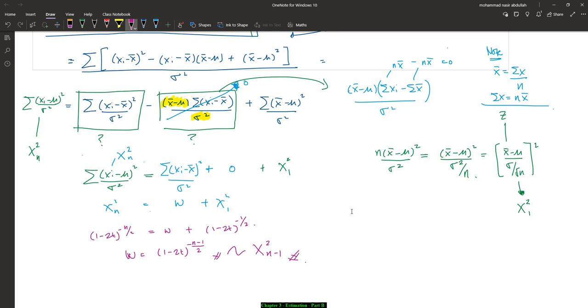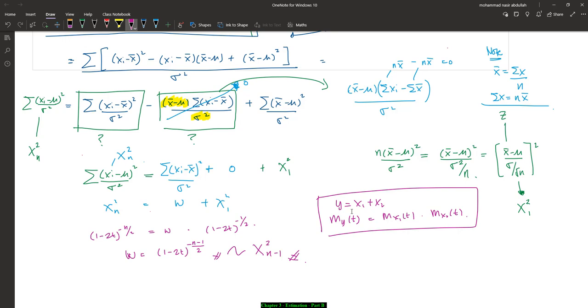If you are putting into an MGF, it should not be plus, it should be multiply. Remember the rule of moment generating function: y equal to x1 plus x2, it should be M_y(t) equal to M_x1(t) multiplied with M_x2(t). This is what we call the theorem, the rule, the law of a moment generating function. So just apply this one. This is a random variable, so plus becomes multiply.